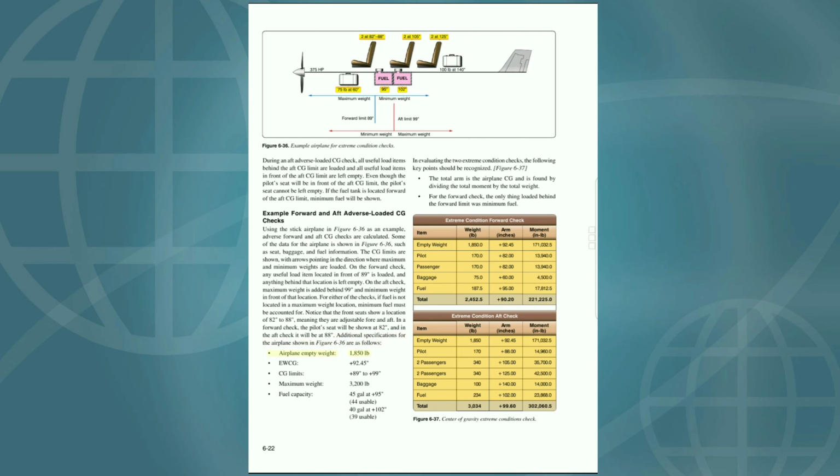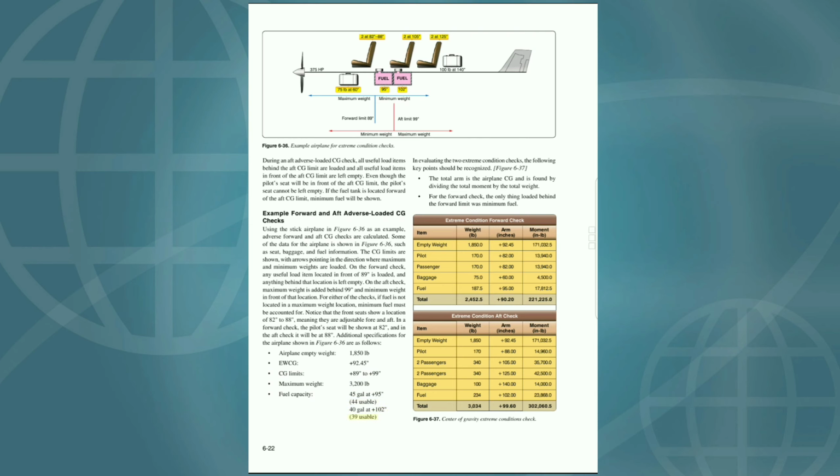Airplane empty weight, 1,850 pounds, arm plus 92.45. CG limits, plus 89 to plus 99. Maximum weight, 3,200 pounds. Fuel capacity, 45 gal at plus 95, 44 usable. 40 gal at plus 102, 39 usable.